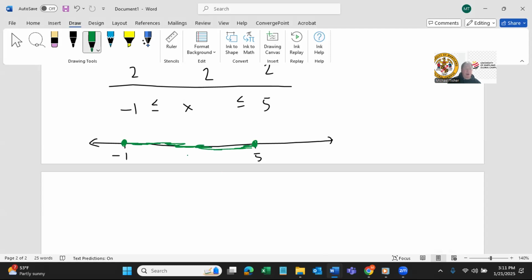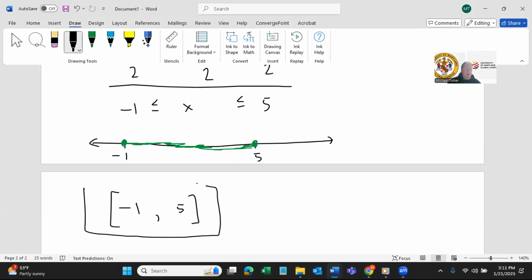Now we can use this graph of the solution to write the interval notation solution. So we'll put -1, and since we want to include the -1, we'll put a bracket, and then comma 5, and likewise we want to include the 5, so we'll put a bracket. And that's the answer in interval notation. So this is all the numbers between -1 inclusive with the bracket and 5 inclusive with the bracket.